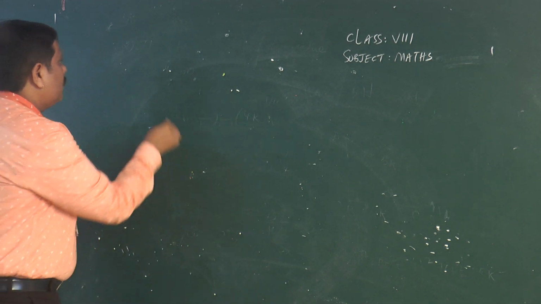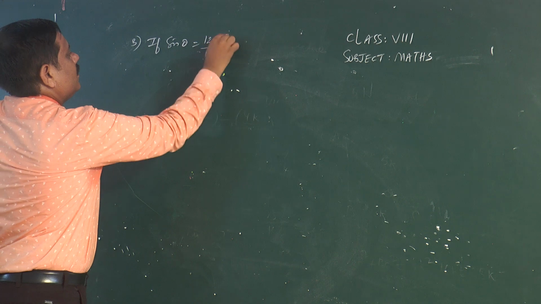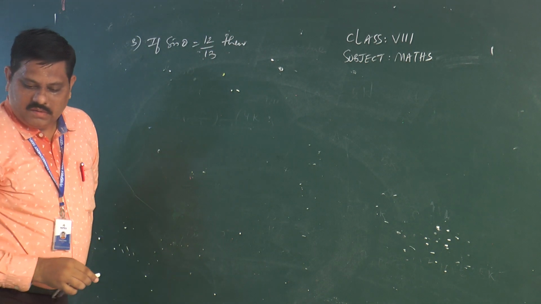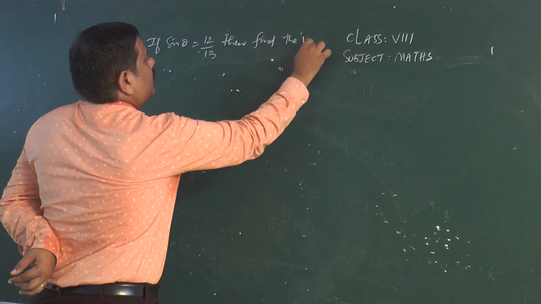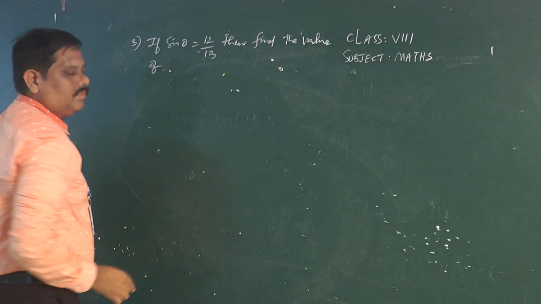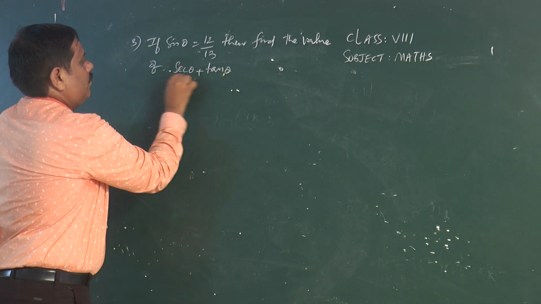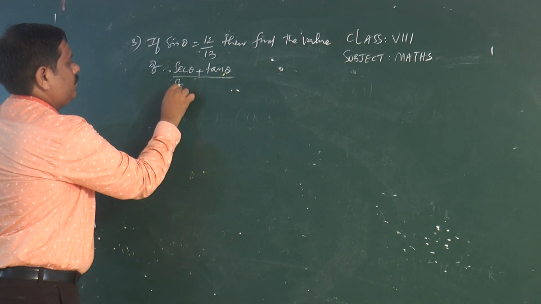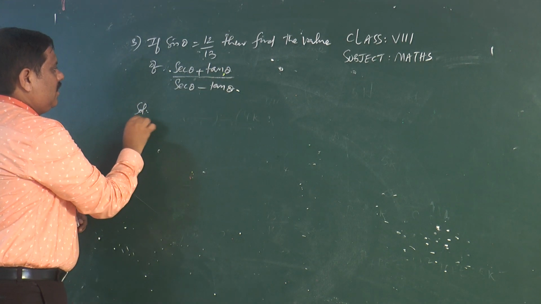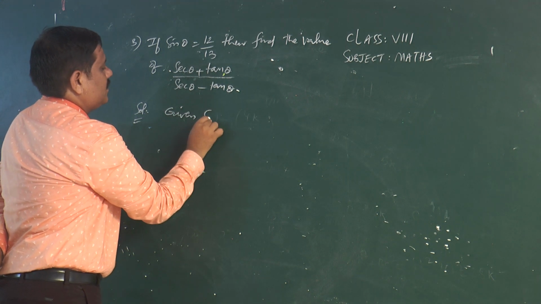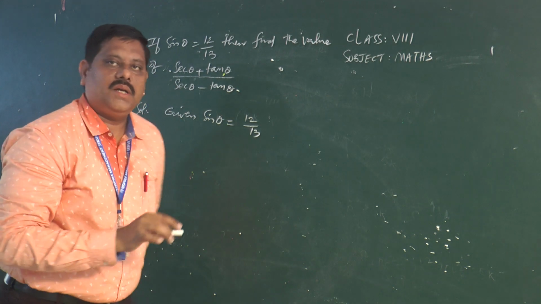If sin theta is equal to 12 by 13, then find the value of (secant theta plus tan theta) by (secant theta minus tan theta). It is an almost similar question. What is given for us? Given is sin theta is 12 upon 13. We are given that sin theta is 12 upon 13.